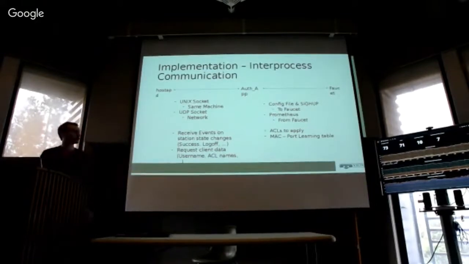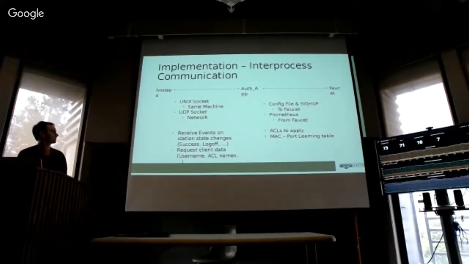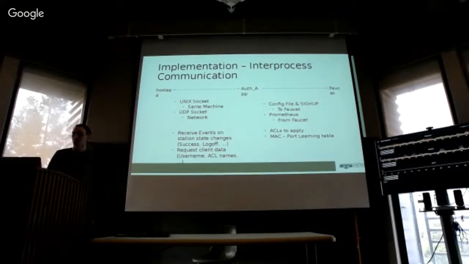So we have three main processes in our system. We have hostapd, and it's one sort of thing. Then AuthApp, which is my application, which handles the communication essentially between hostapd and Faucet, and it also generates the rules that we want to apply. Hostapd and AuthApp communicate via a Unix socket or a UDP socket, depending on if they're on the same machine or if it's over the network.